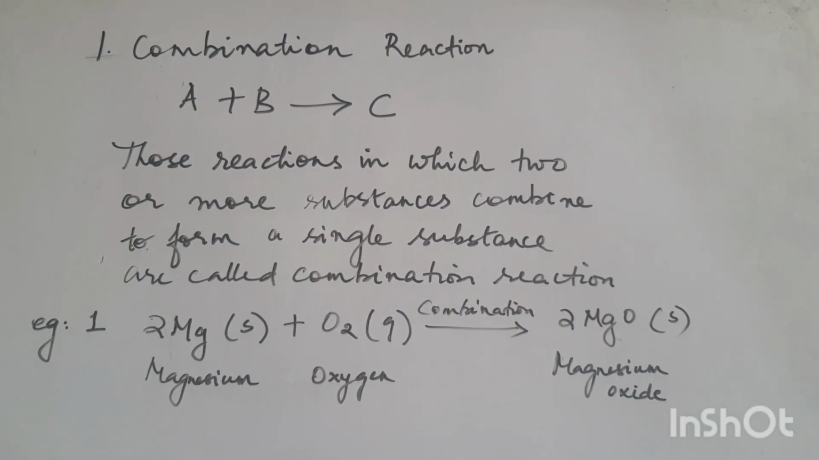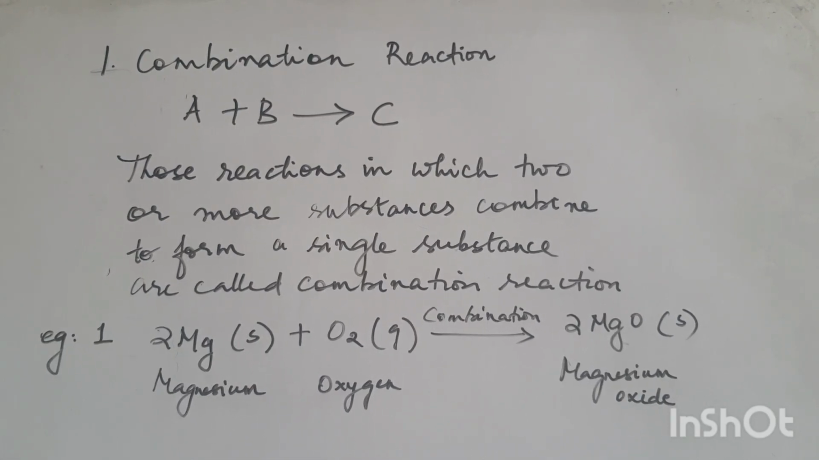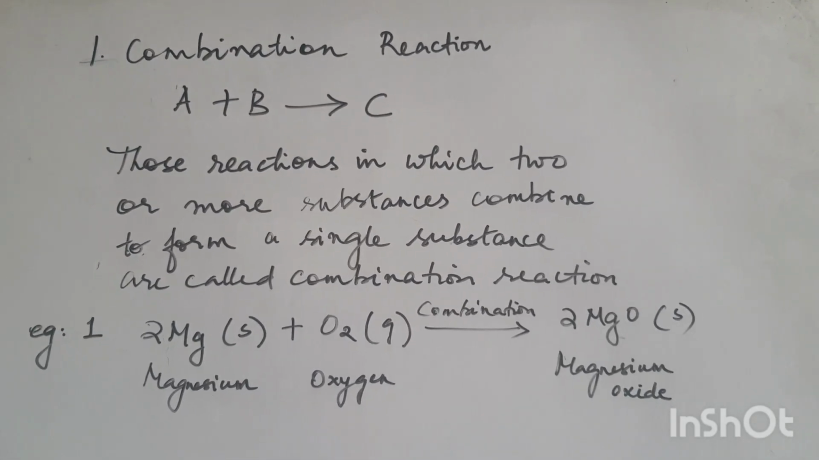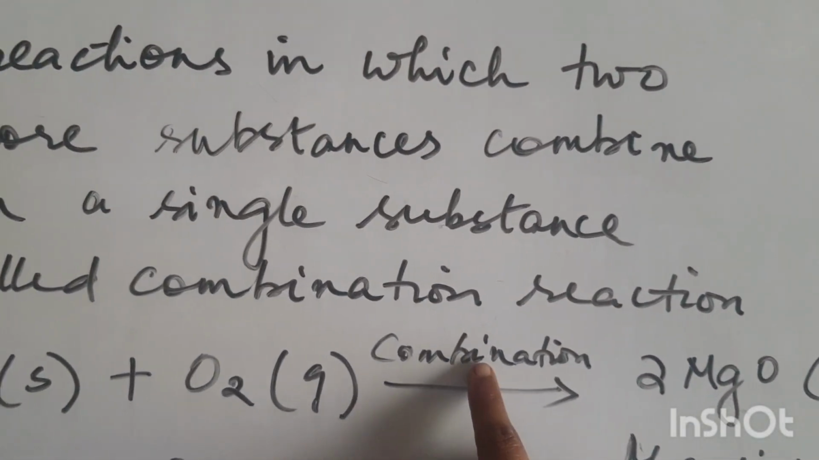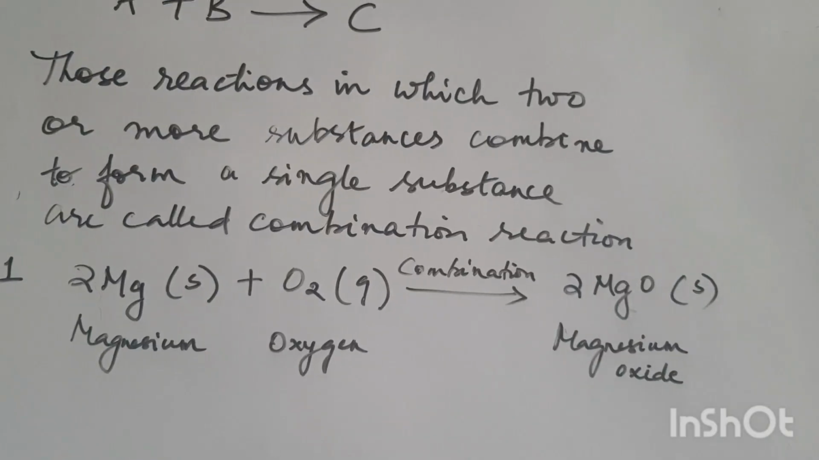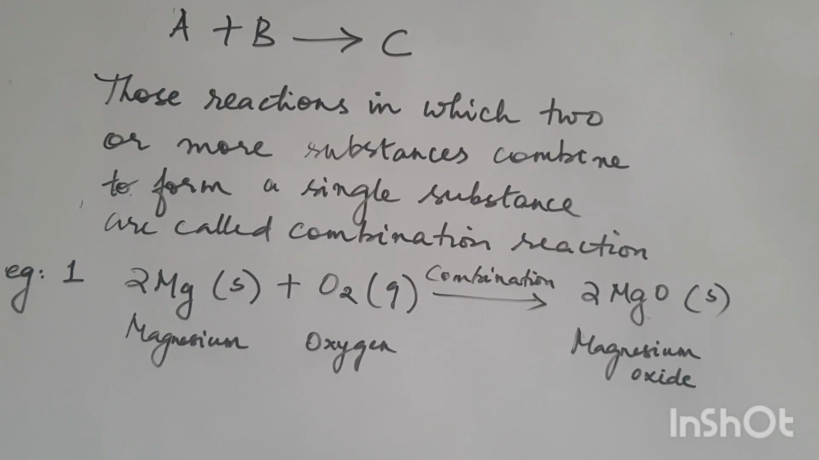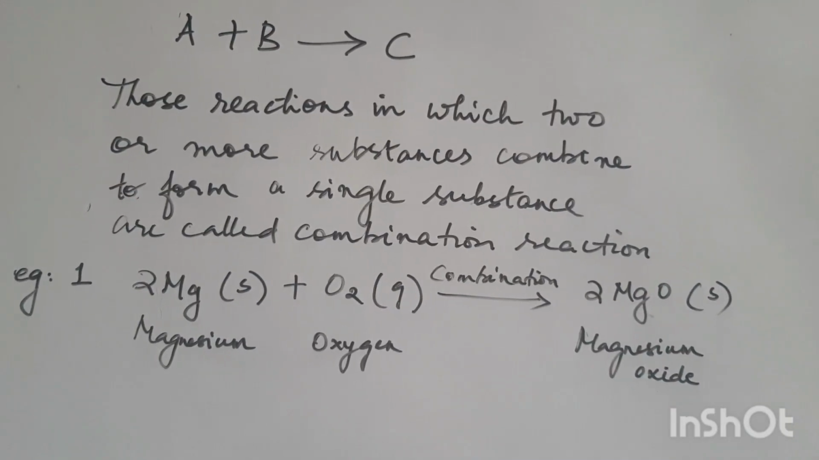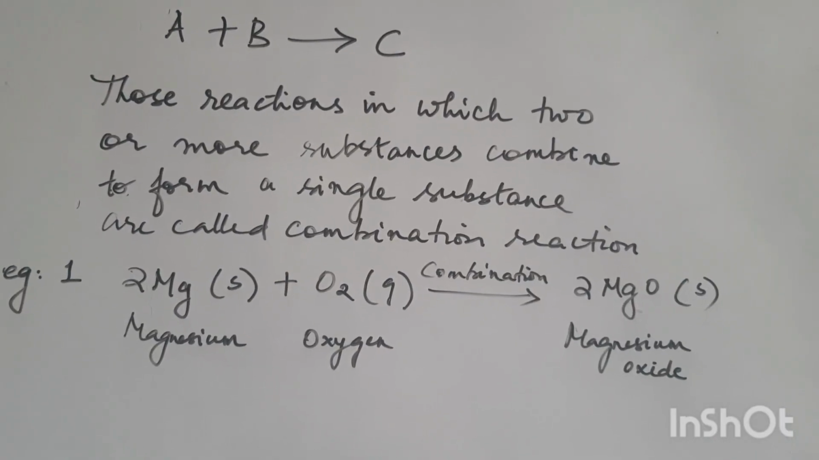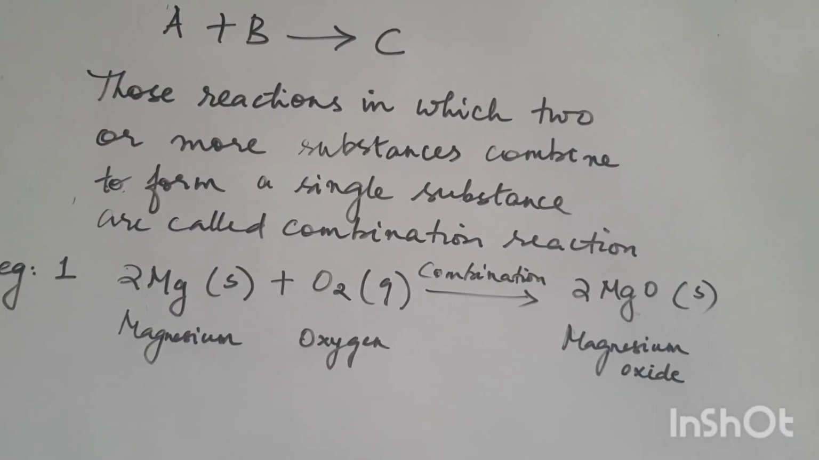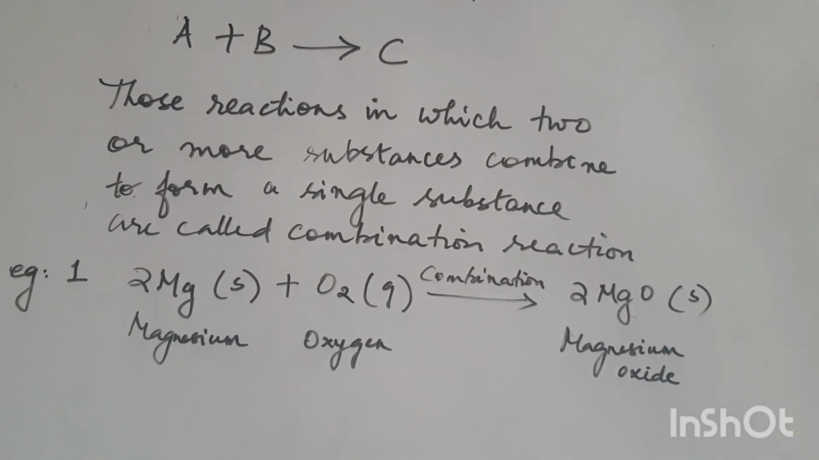The first one is magnesium. Mg is magnesium plus oxygen, that is O2, undergoes combination reaction. Above the arrow mark you have to write the name of the reaction, so I have written combination, to give MgO. What is MgO? Magnesium oxide. Whenever you write a chemical equation, you have to balance it. So I've written 2Mg, solid state, combines with oxygen, gaseous state, to form 2MgO, that is magnesium oxide.